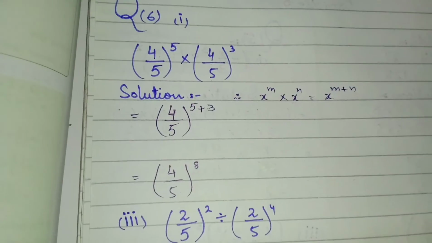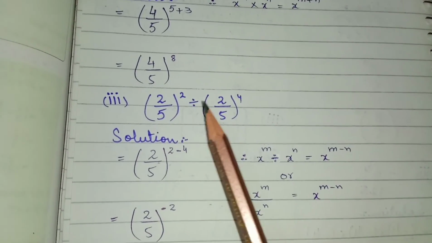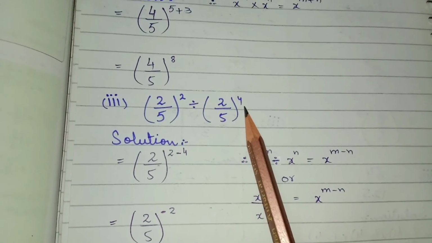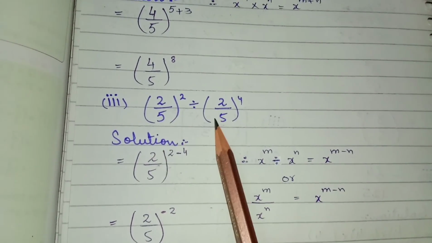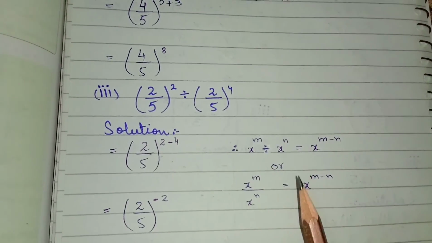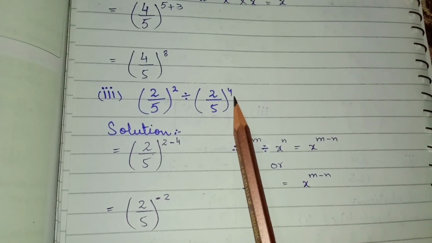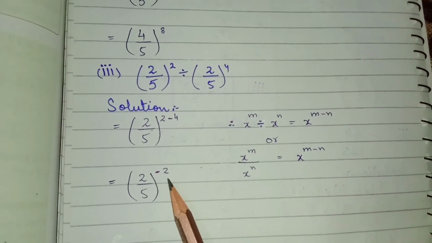that is equal to 4 over 5 whole power 8. Third part is 2 over 5 whole power square divided by 2 over 5 whole power 4. So if the bases are the same and the powers are different and there is a division sign between them, then the powers will be subtracted. So 2 over 5 power 2 minus 4, that is equal to 2 over 5 whole power minus 2.